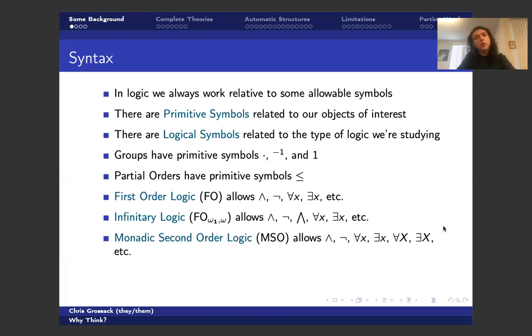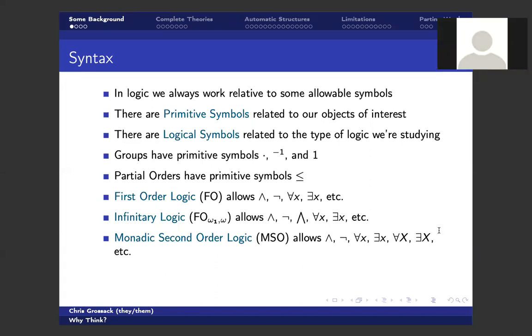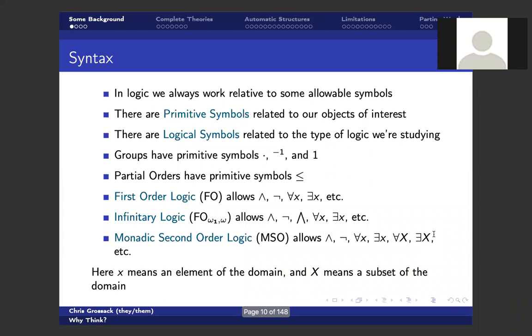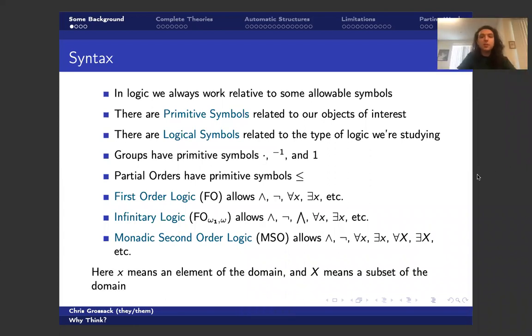There's also this rather fancy one called monadic second order logic, in which not only can I quantify over elements of, for instance, my group, I'm also allowed to quantify over subsets of my group, which gives lots of power. And the reason it's monadic is I'm only allowed to quantify over subsets. I can't quantify over, for instance, subsets of my group squared or things like that. Like I said, lowercase x is an element of the domain and capital X is a subset.